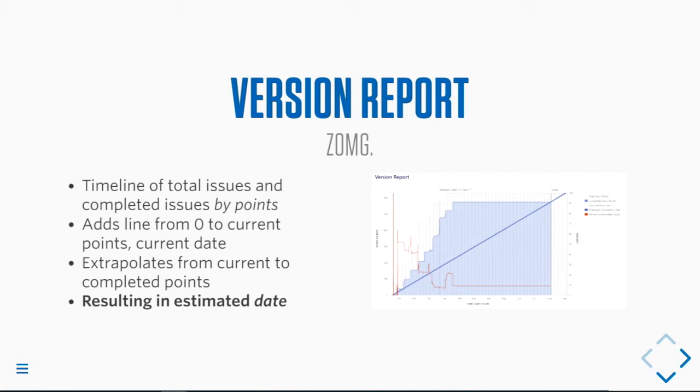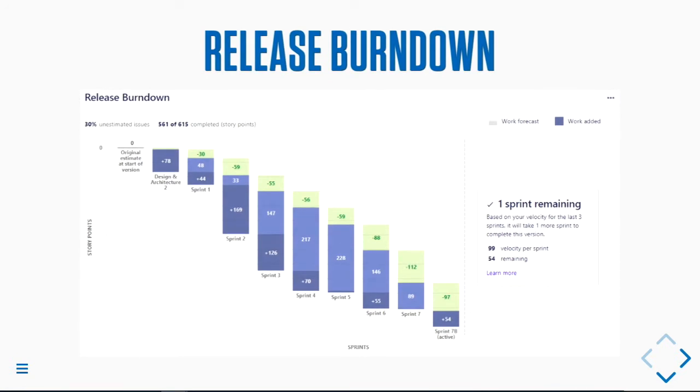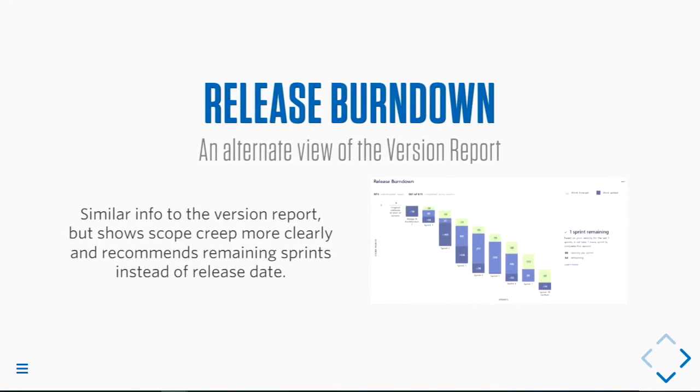And there's the copy of what I just read. The release burn down is a little bit easier to read. It takes the same data, but it does 2 things differently. It shows scope creep very obviously, because that's the green increase along the burn down. So any points you've added to the release show up as this green box on top. So you can see, well, yeah, we're making progress, but we're kind of working our way backwards because every sprint we're still adding more stuff to the backlog.